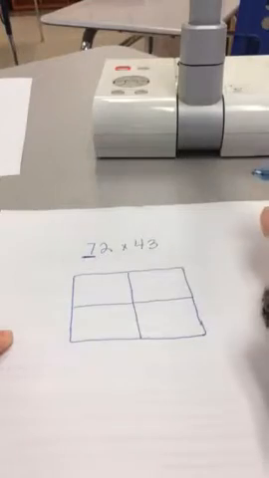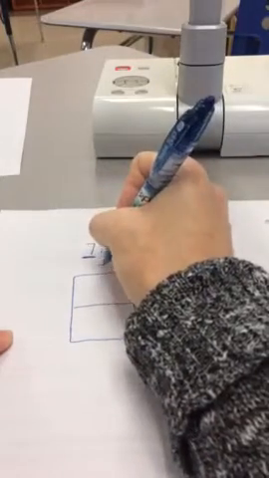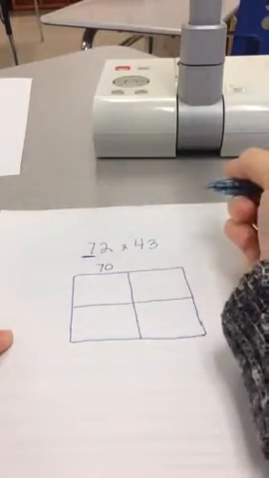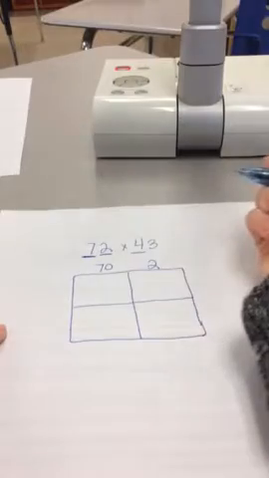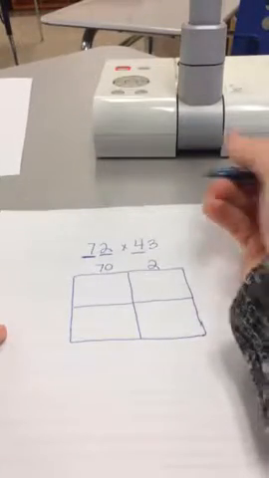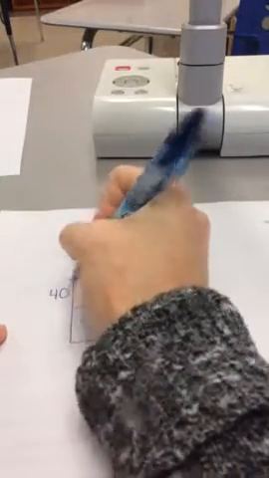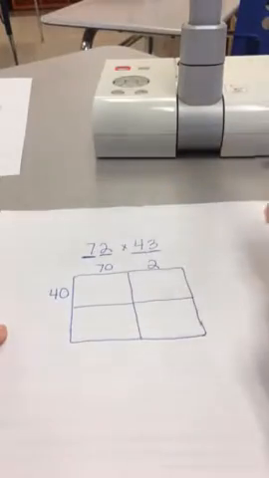What place is that in? Absolutely. The value of this place is 70. What about this one? 2. Okay, let's do the same thing over here. What's the value of this one? It's 40. So I'm going to put it here. What's the value of this number? It's 3. That's in the ones place.